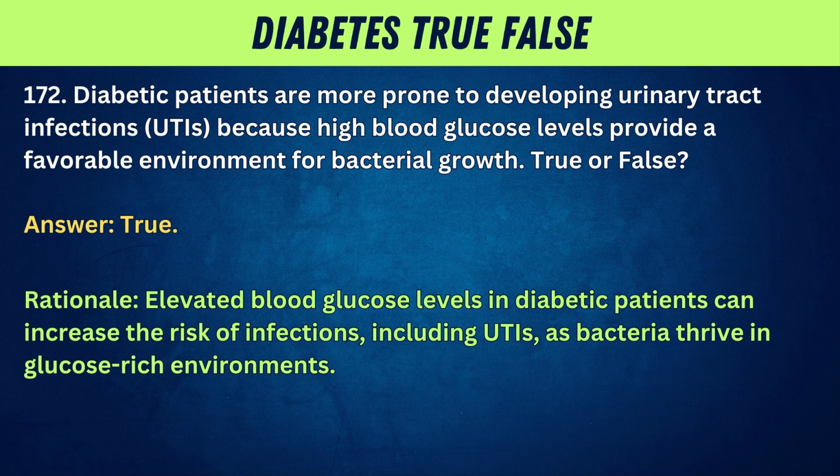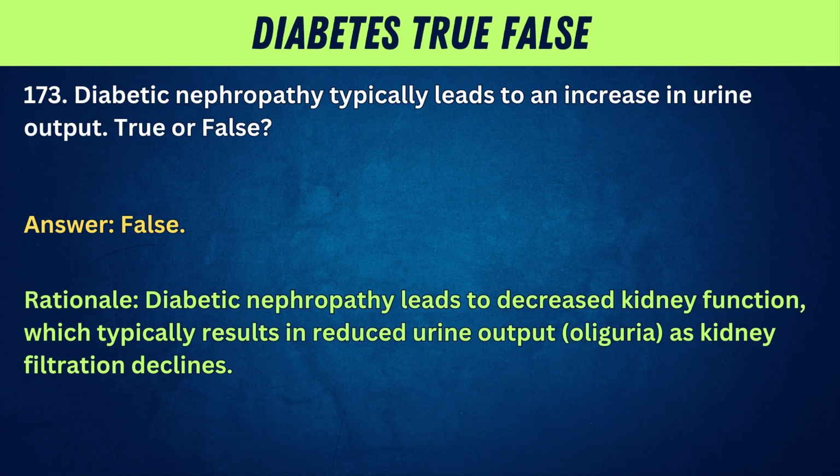Rationale: elevated blood glucose levels in diabetic patients can increase the risk of infections, including UTIs, as bacteria thrive in glucose-rich environments. 173. Diabetic nephropathy typically leads to an increase in urine output. True or false? Answer: false.